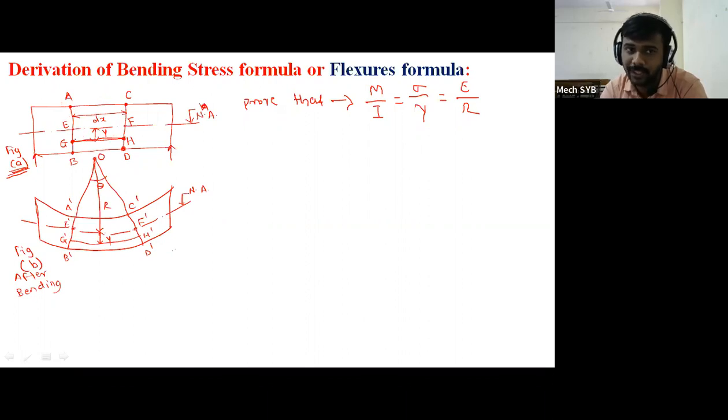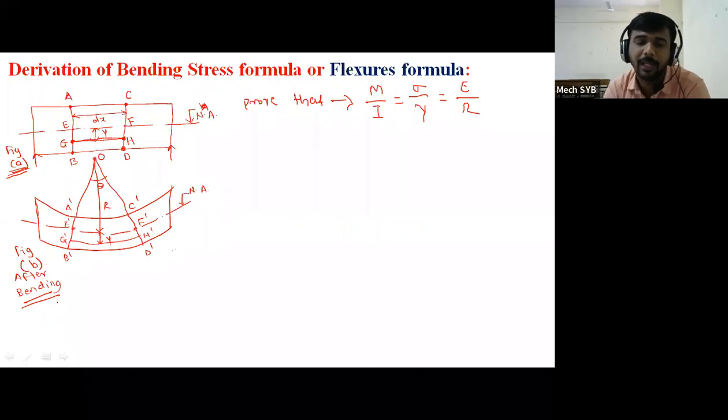That is, two sections which are considered at a distance dx. In addition to that, there is a one layer GH at a distance y from the neutral axis. So what I have done, I have applied some amount of force or load on this particular beam, and due to this load, the bending of the beam is taking place, and that bending of the beam is represented by the second figure, that is figure B.